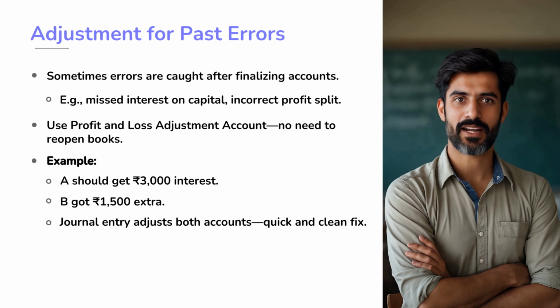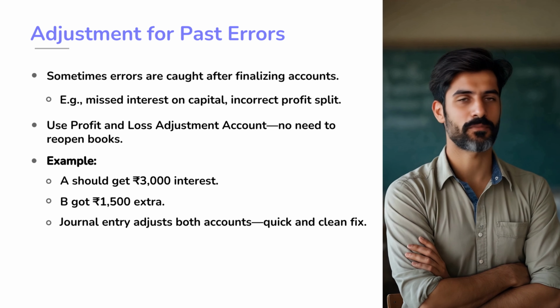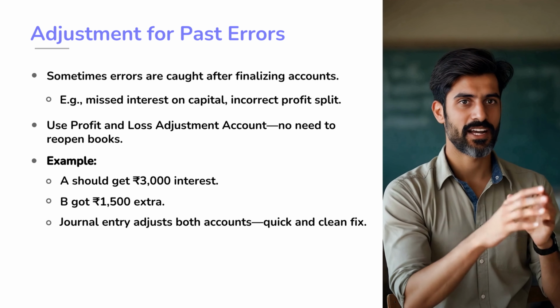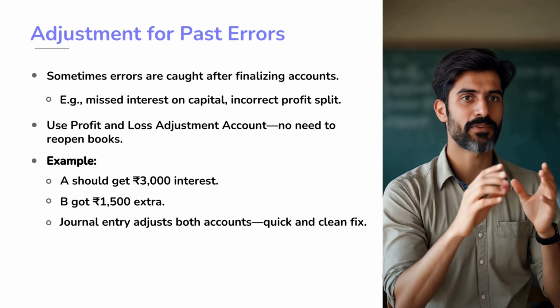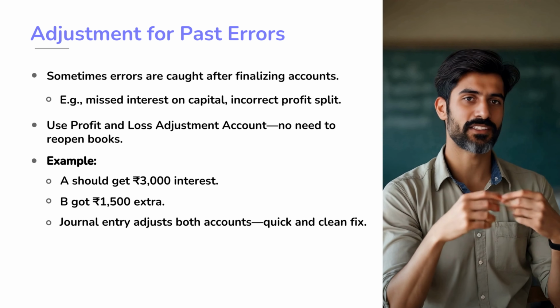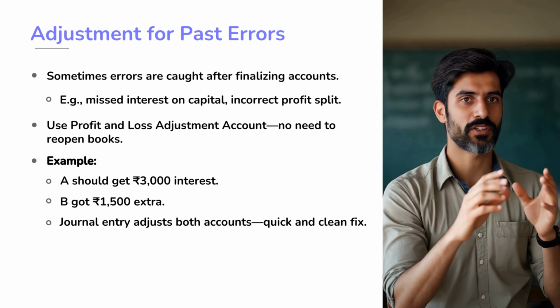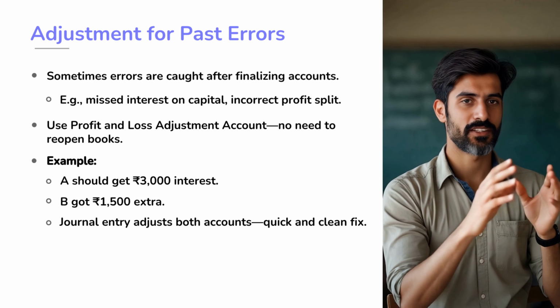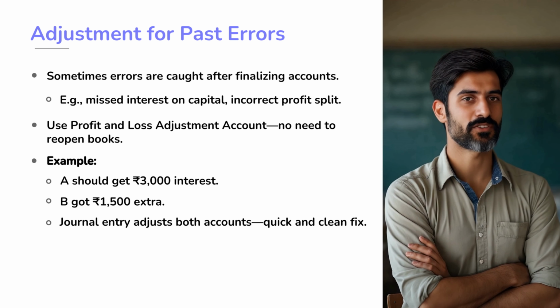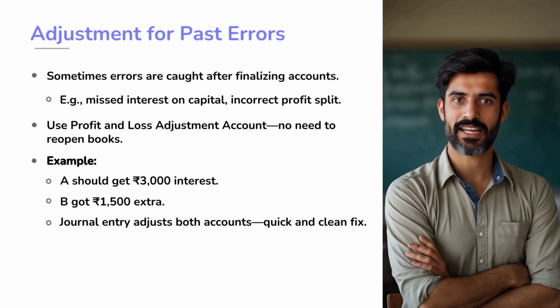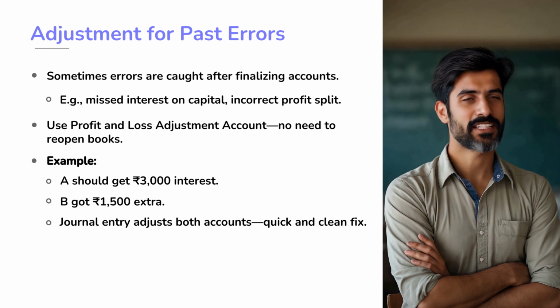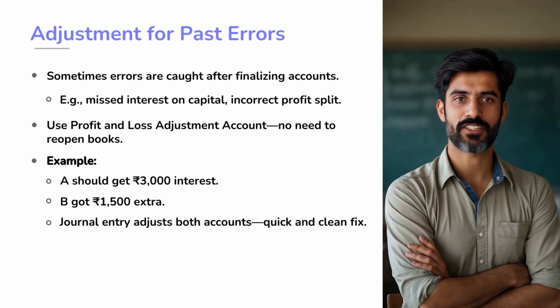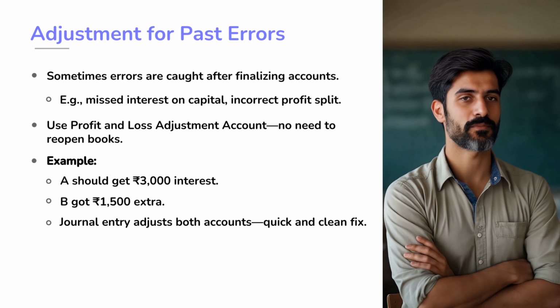Even with the best planning, mistakes happen. Sometimes, after finalizing the accounts, we realize something was missed. Maybe a partner's interest on capital wasn't recorded, or profits were split using the wrong ratio. But don't worry, we don't reopen the entire book. Instead, we use a profit and loss adjustment account to fix it.